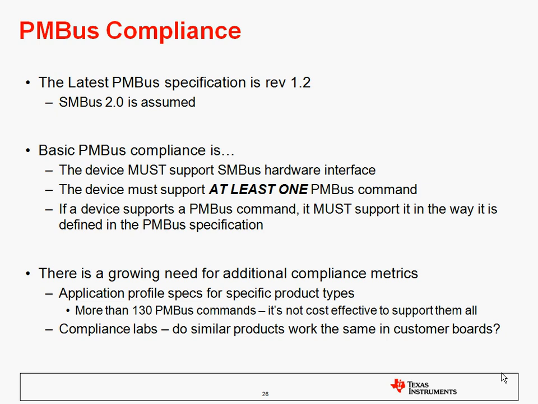And what's happened in the PMBus SMIF is that we are developing what we call application profile specs for specific product types. So there are more than 130 PMBus commands. It's just not cost effective to support them all in any particular device. So what we've done is create some profiles. For example, for an AC to DC converter, here are the 10 or 20 commands and the performance expectations for people that are going to build power supplies using a PMBus part.